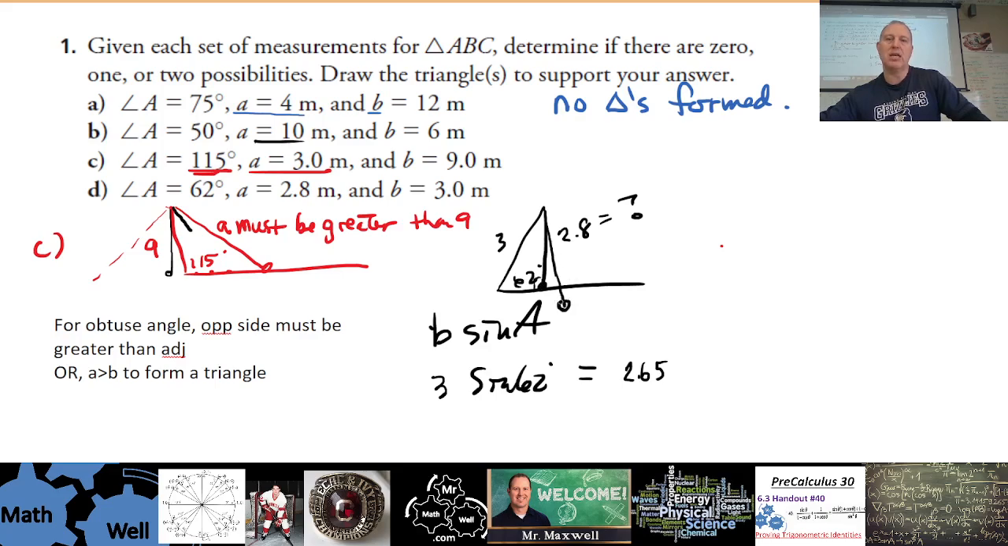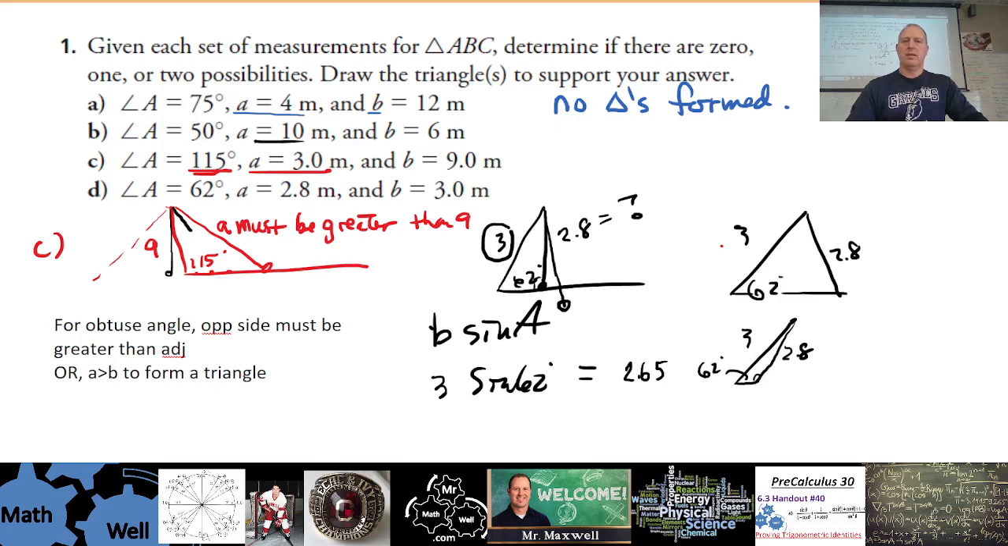So guys, that side would technically be longer than the minimum necessary, but it's also shorter than this. So the two triangles that we're going to have: with 62, we're going to have this 2.8 over here, and 3, and then we're going to have a little obtuse triangle right here, where this is 2.8, and that's 62. Any questions on that? Is that making sense? b sine A is very important. Compare that with the opposite side that is given. All right, that's number 1.